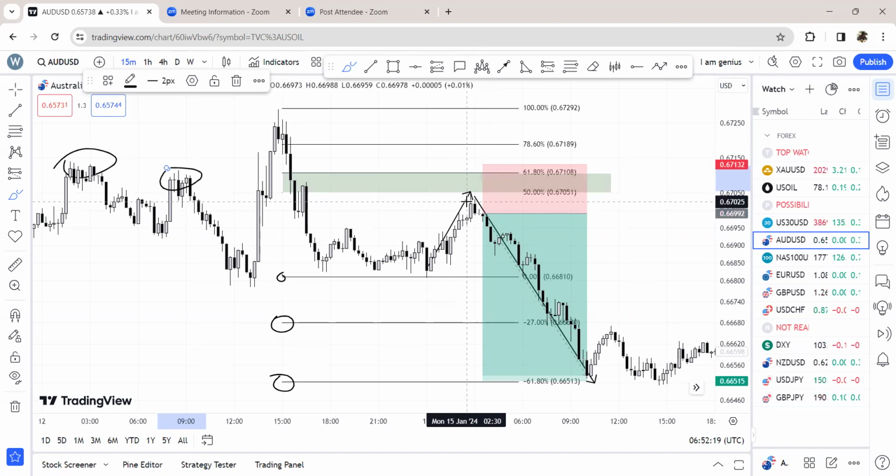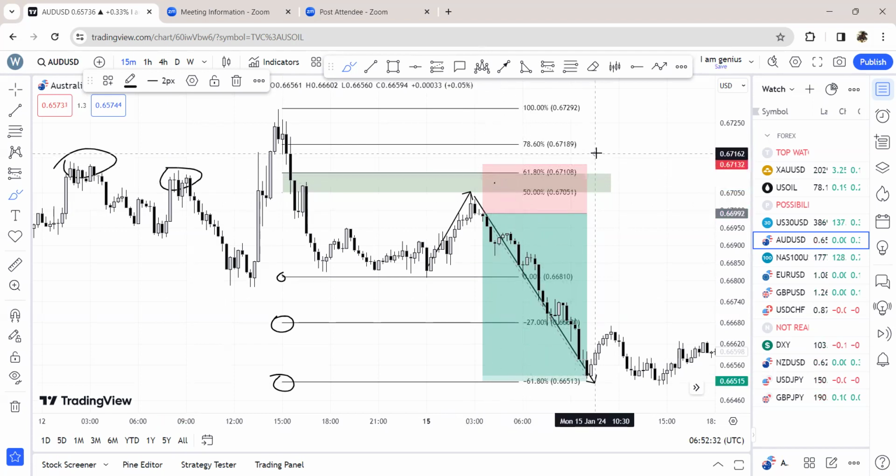A tweezer top, I'll be looking for that. Then once I see them, I enter my trades and expect the market to drop all the way to that level. It's as simple as that. So then, take profit areas.